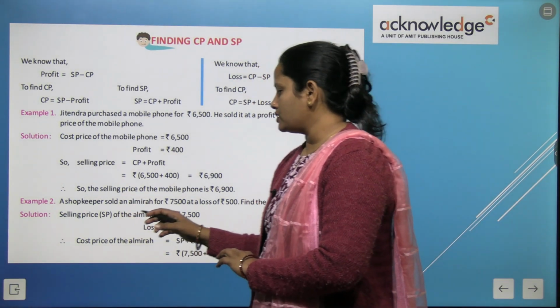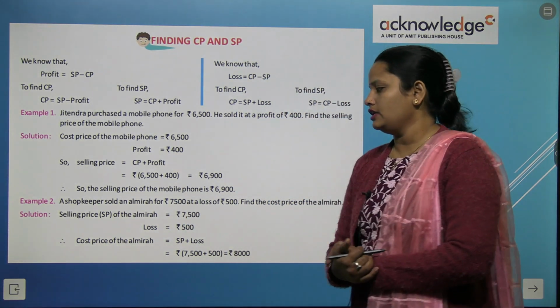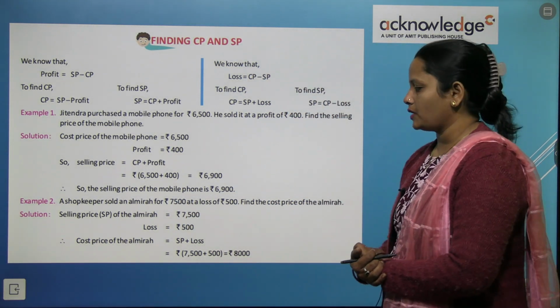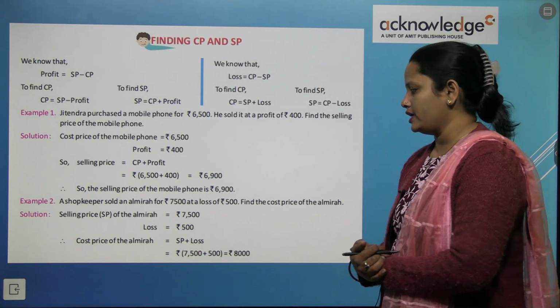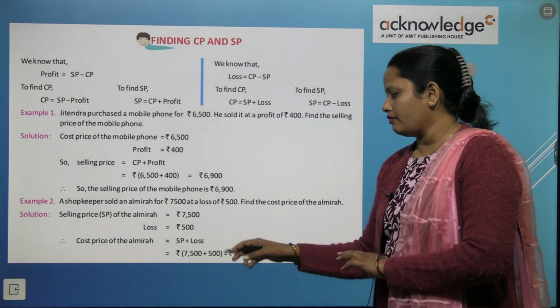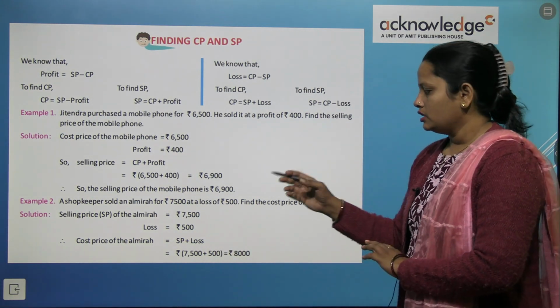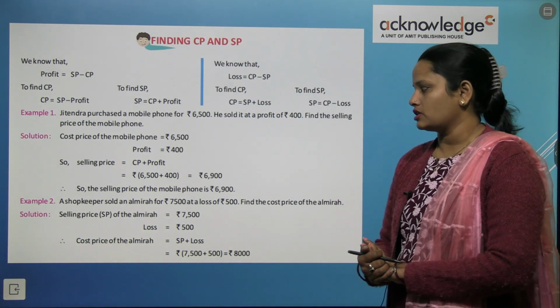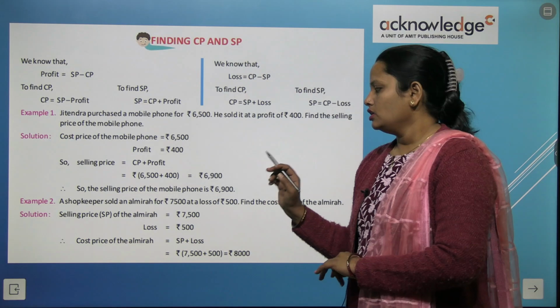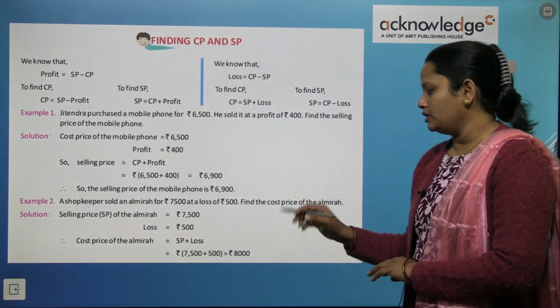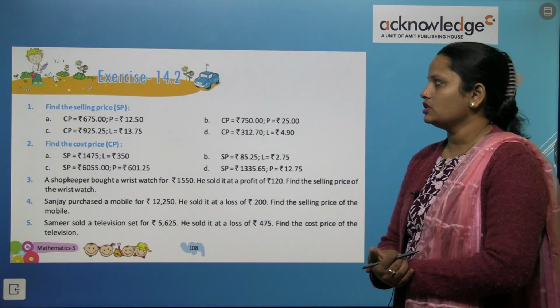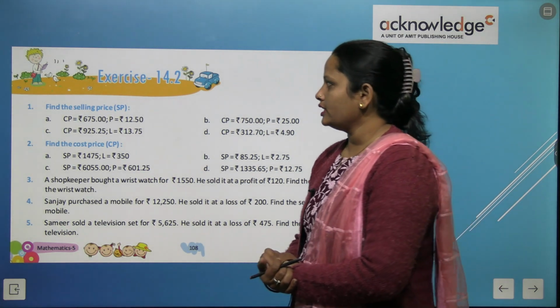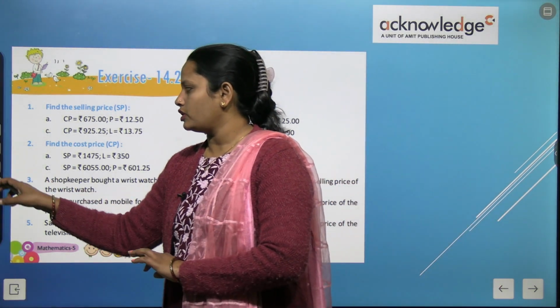So here the selling price is given, loss is given. Now the formula of cost price is selling price plus loss. So we have added these two numbers, the selling price and the loss, and we get 8,000 as the answer. So here the cost price of that almirah was 8,000 rupees. So now children, let's move on to exercise number 14.2.